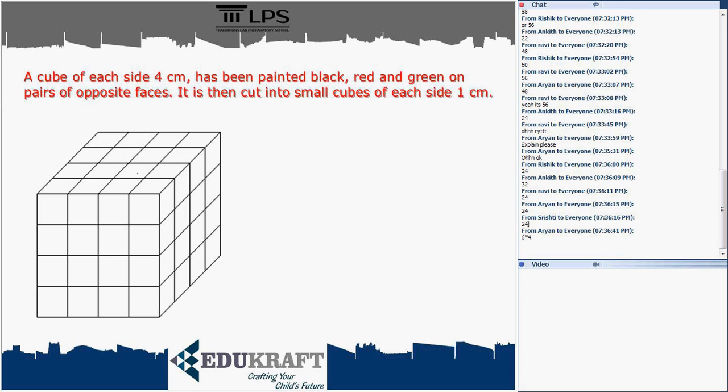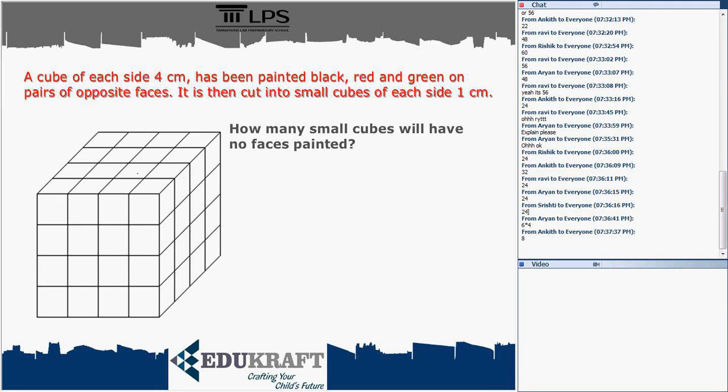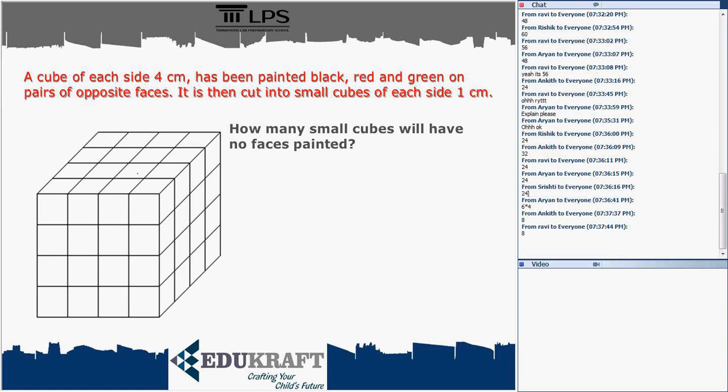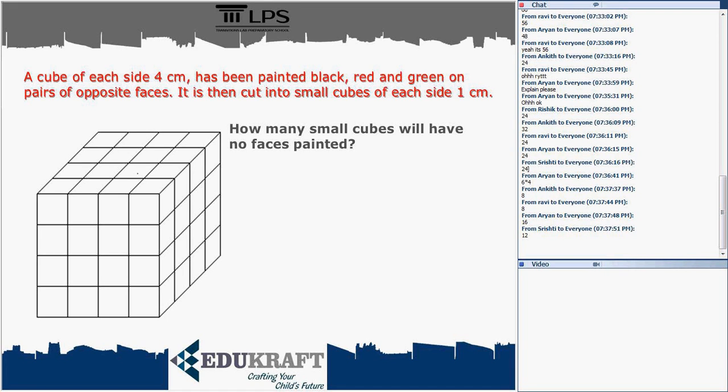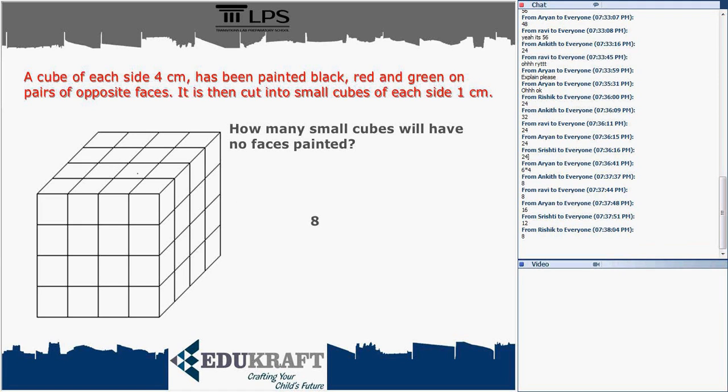Once again, the same cube. And how many small cubes will have no faces painted? Now you go into faces that are not visible. Okay. Because you cannot see, the correct answers on this. The answer is 8.